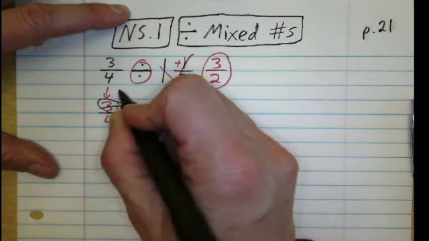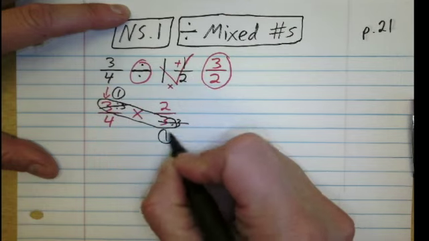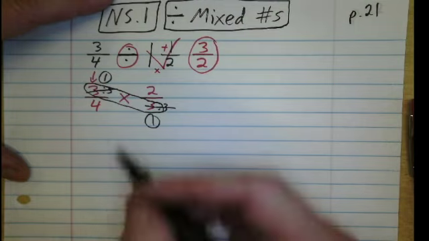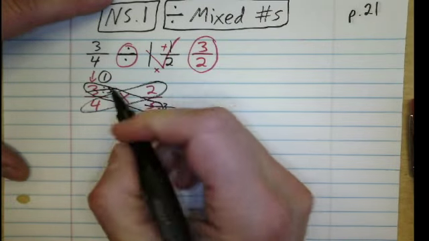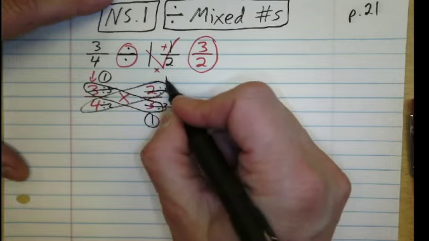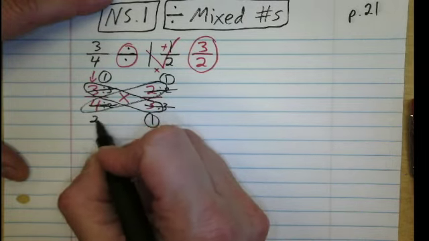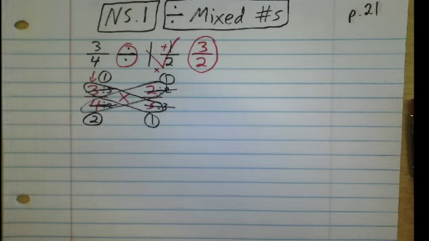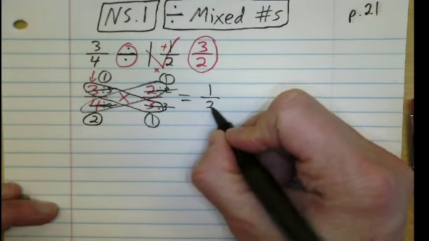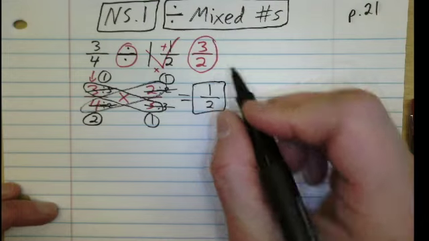Dividing both by 3 and I get 1, and the 2 and 4 can both be simplified down by dividing both by 2. Divide both by 2, and that gives us a 1, and that gives us a 2. I always cross out the numbers once I've used them, and I circle the ones I need. That just makes it easy for me to see. 1 times 1 on the top is 1. 2 times 1 on the bottom is 2. And my answer is 1/2.